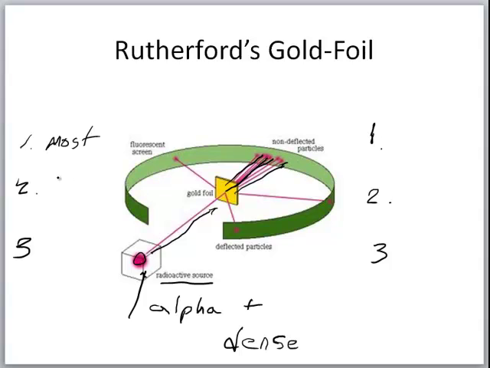The second thing that he noticed was some of those particles were deflected. In other words, as they would go towards the screen, they might go off to the side, as you can see from that beam and that beam. This told Rutherford something.